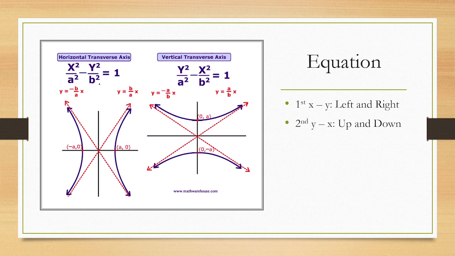The square root of a and b will determine how many units the vertices are from the center. A and b can be compared to the radius of a circle. However, a will never be equal to b.